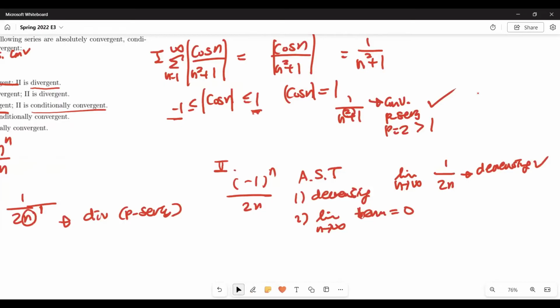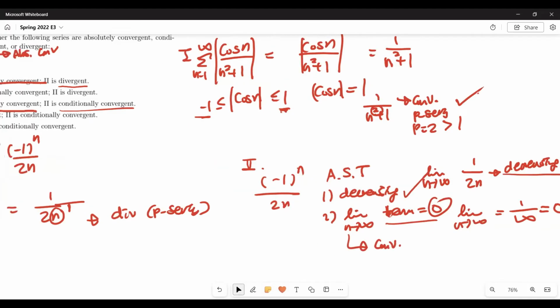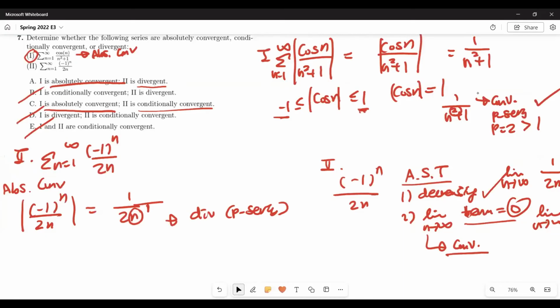We can check that by plugging in n equals 1, then it's 1 over 2, n equals 2, 1 over 4. So you can see it keeps decreasing. So condition 1 is right. And then for condition 2, the limit as n goes to infinity is 1 over infinity, which is 0. So it is convergent by the AST, but it fails absolute convergence. So it's going to be conditionally convergent because it only works with the alternating series test, not the absolute value. So this is going to be answer choice C.